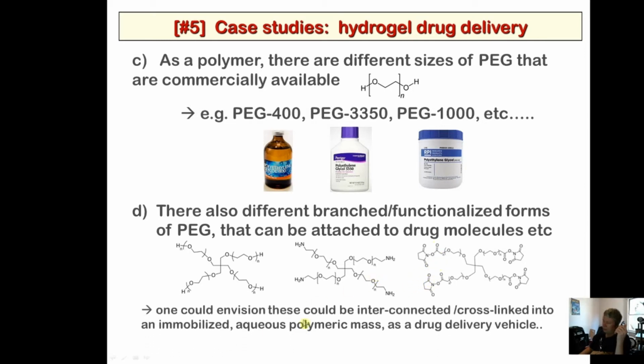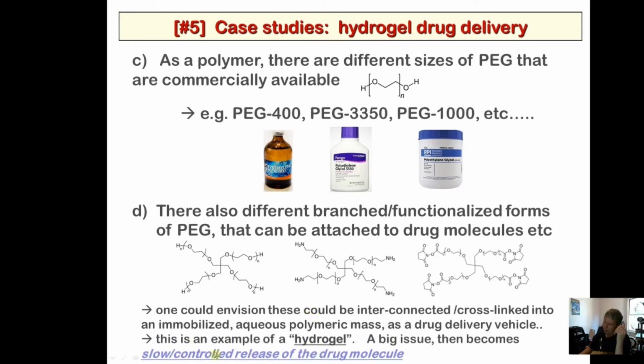All right, so you can envision that these branched PEG-looking things could be interconnected or cross-linked into an immobilized network. It's not soluble, but it does absorb water, and water can be surrounding it, and it forms a gelatinous polymeric mass. It can be used as a drug delivery vehicle because you could attach a drug to one of these arms, and then through the proper cleavage conditions, the drug can fall off and then treat your tumor or whatever. So this is an example of a hydrogel.